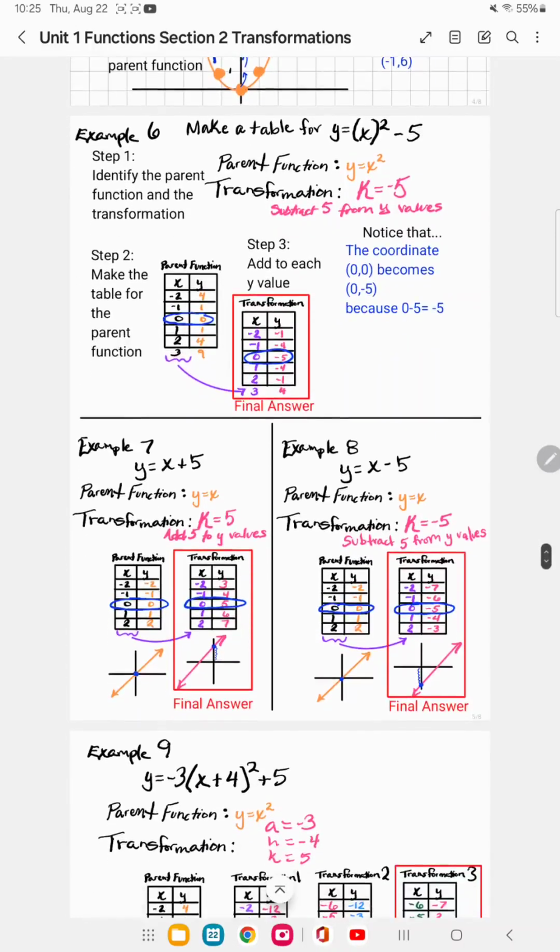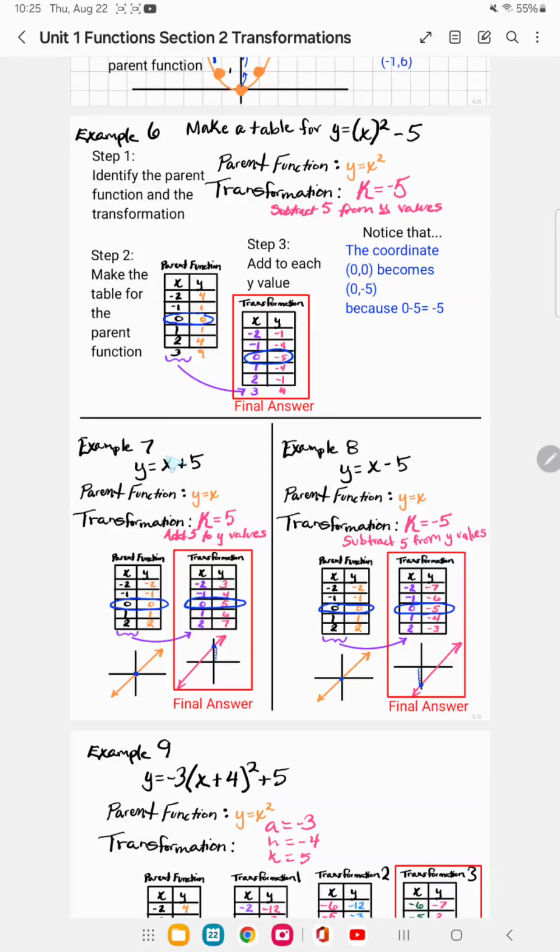Okay, example 7. We have a different type of function now. Now we don't have an exponent on the variable at all. And the only thing that's happening, we've got addition. So we know that that means this is linear. There's no exponent or other symbol. So my parent function is y equals x.